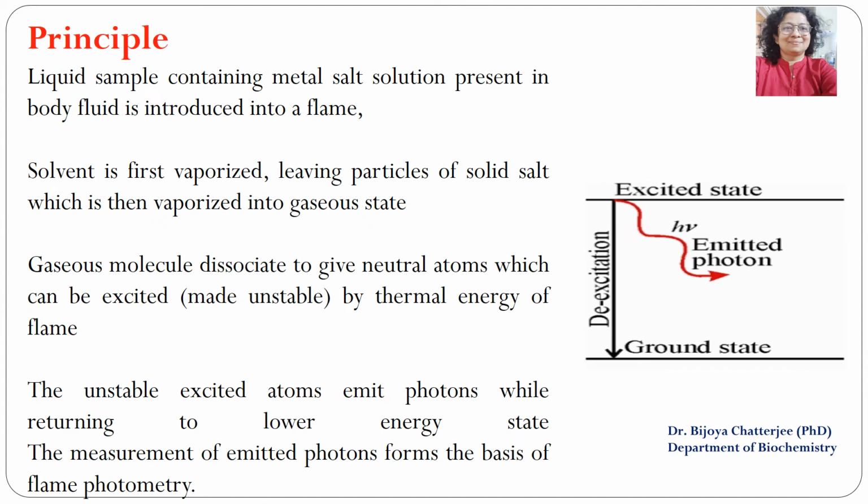Now the basic concept is that a liquid sample containing the metal salt solution is introduced into the flame. The solvent is first vaporized, leaving particles of solid salt, which is then vaporized into gaseous state. These gaseous molecules dissociate to give neutral atoms, which can be excited by thermal energy of the flame. The unstable excited atoms emit photons while returning to their lower energy state. The measurement of emitted photons forms the basis of flame photometry.